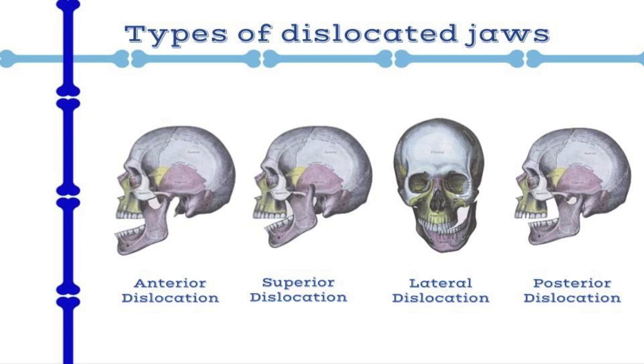With a superior dislocation, the jaw is pushed in an upwards motion, as most likely the person had their mouth open at the time of injury. A lateral dislocation is usually accompanied by a fracture or fractures in the skull, as the jawbone is pushed away from the skull. And a posterior dislocation is caused when the jaw is moved backwards into the skull.